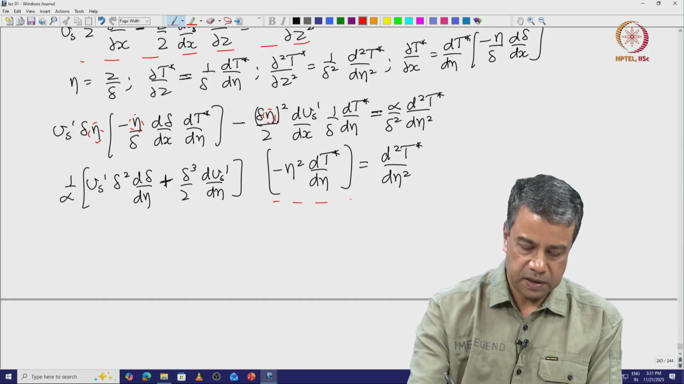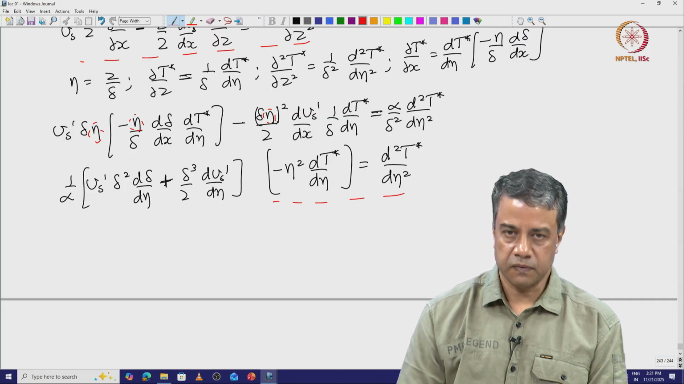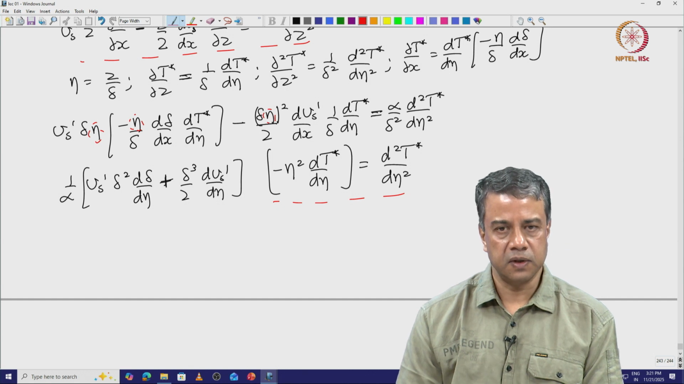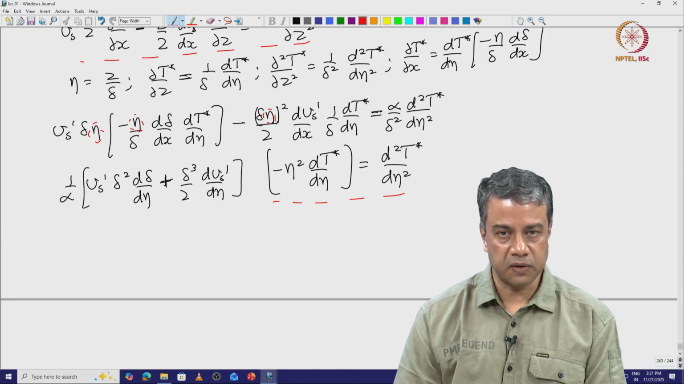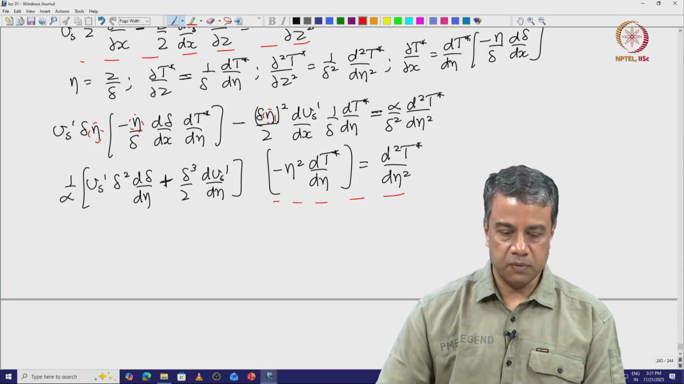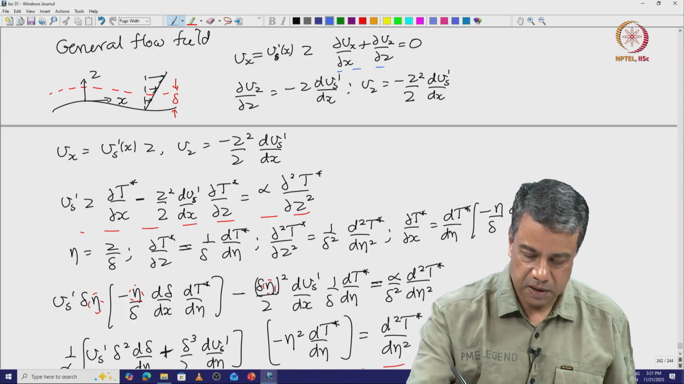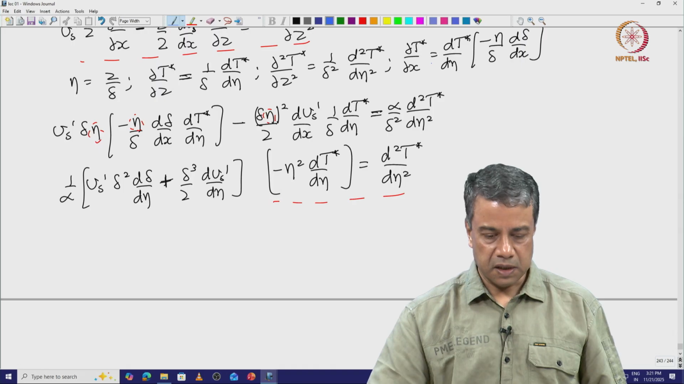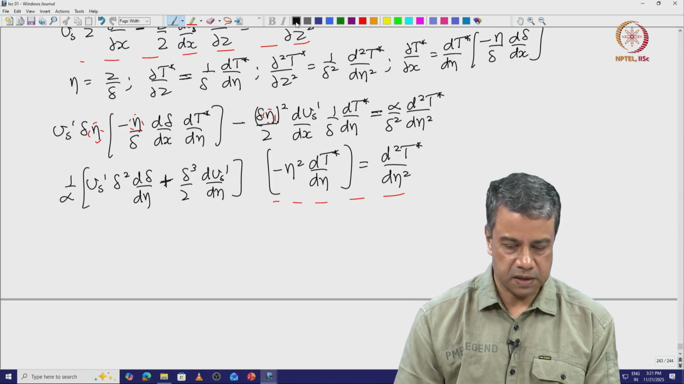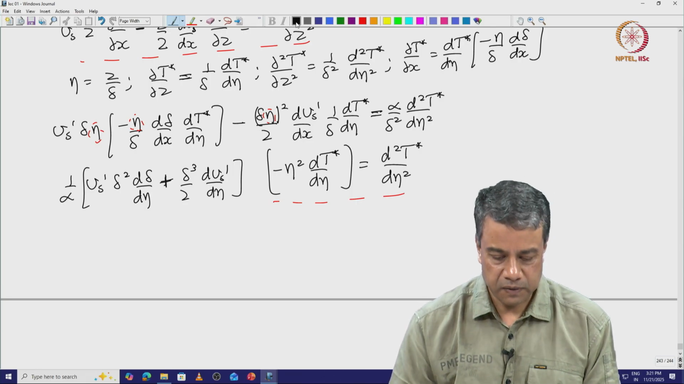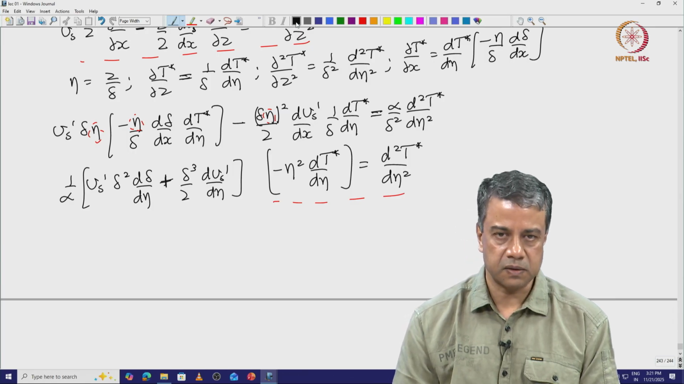And you can easily see that this term is the same as what we had for flow past a sphere, flow past a flat plate, stagnation point flow, and any other flow which satisfies the zero velocity boundary condition at the surface and which satisfies the incompressibility condition. Any such flow ultimately will give you minus eta square dT by d eta is d square T by d eta square. So, that is what you will ultimately get.